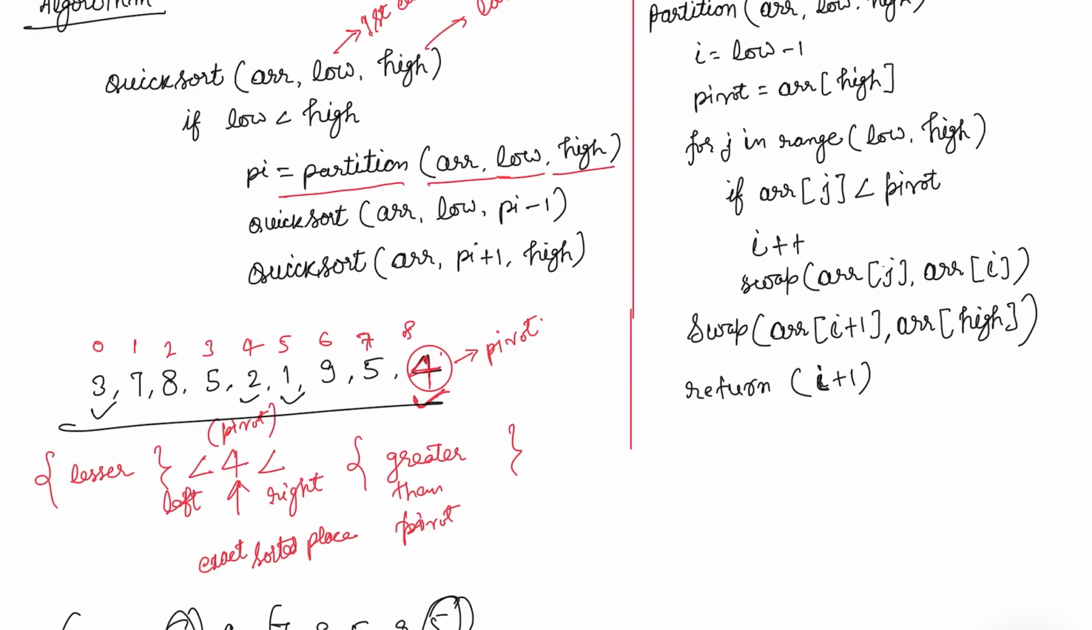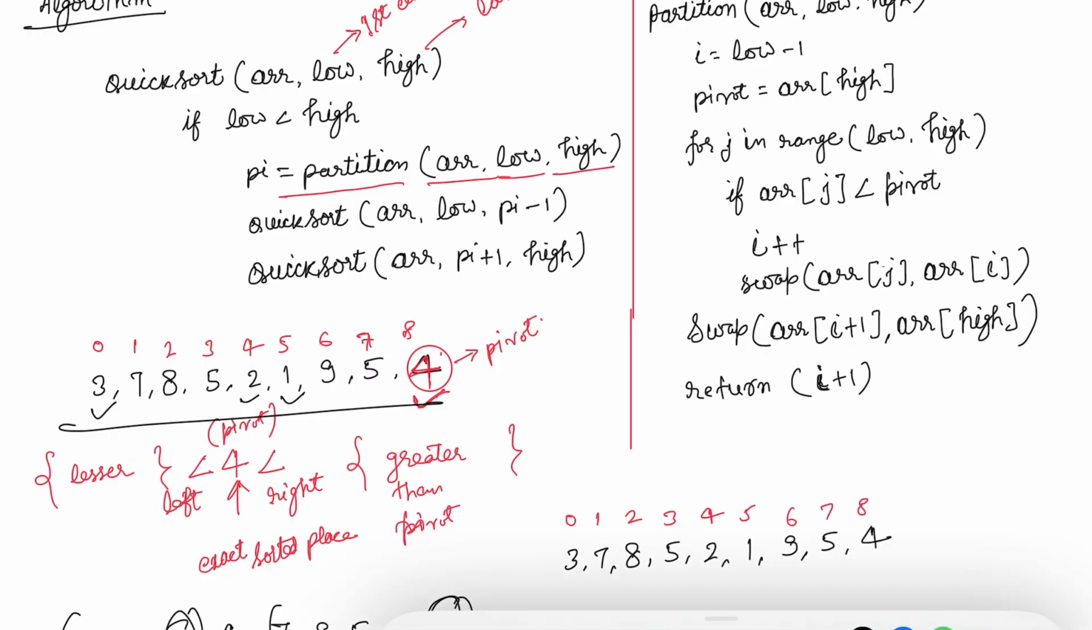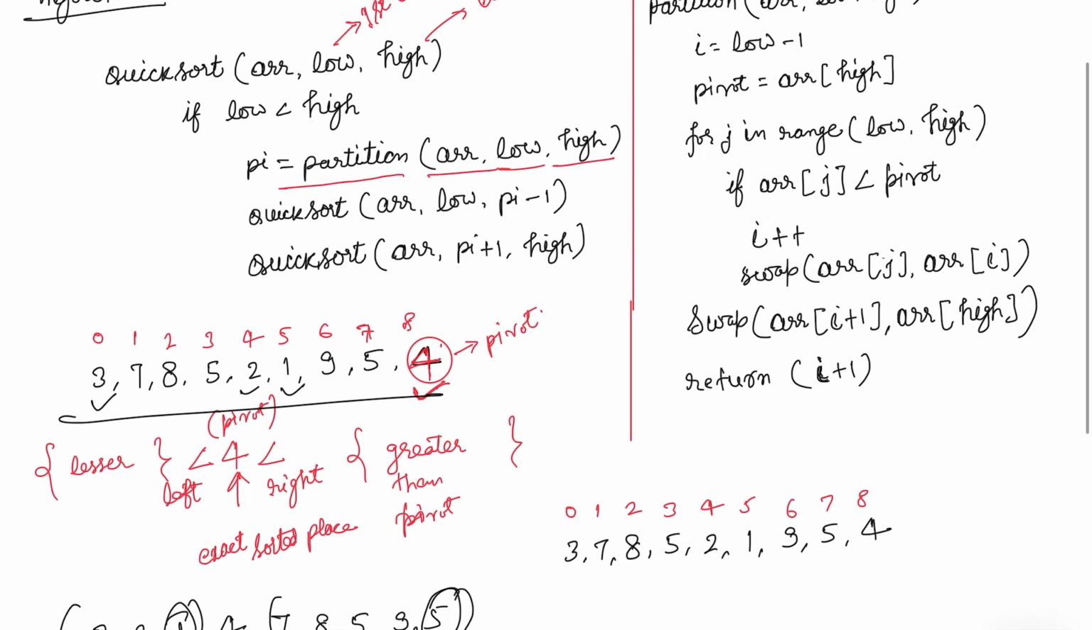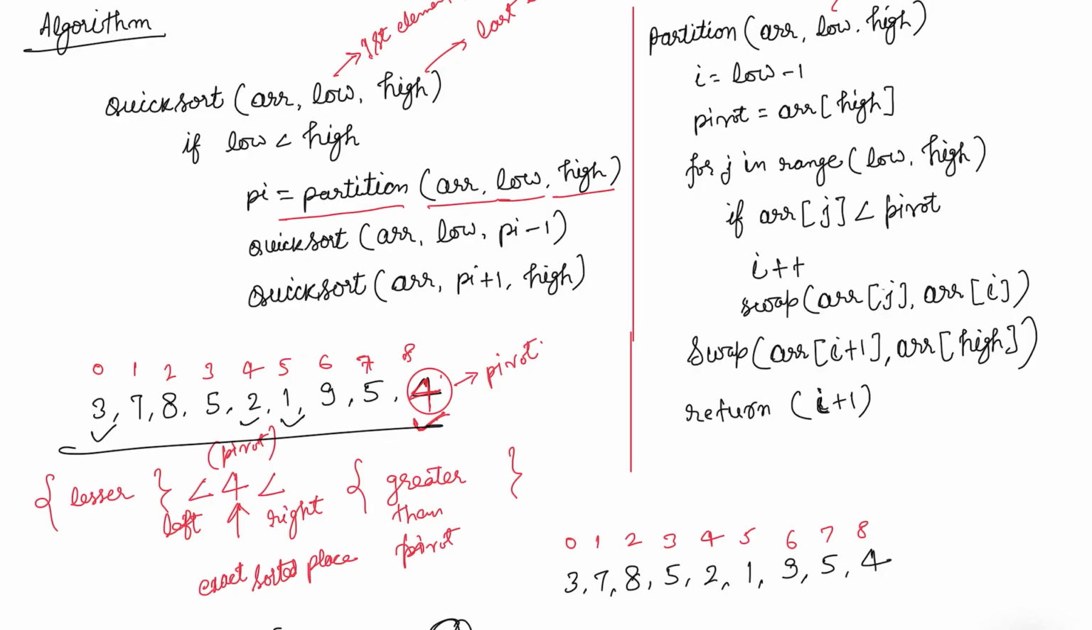Okay, so here are all the elements, 3, 7, 8, 5, 2, 1, 9, 5, 4, and I take their indexes 0, 1, 2, 3, 4, 5, 6, 7, 8. See here, according to this, first we have to select i. Here this will point to low and this will point to high.